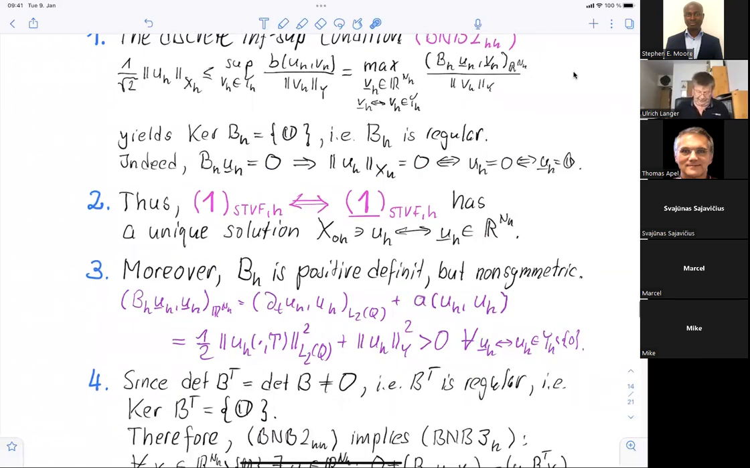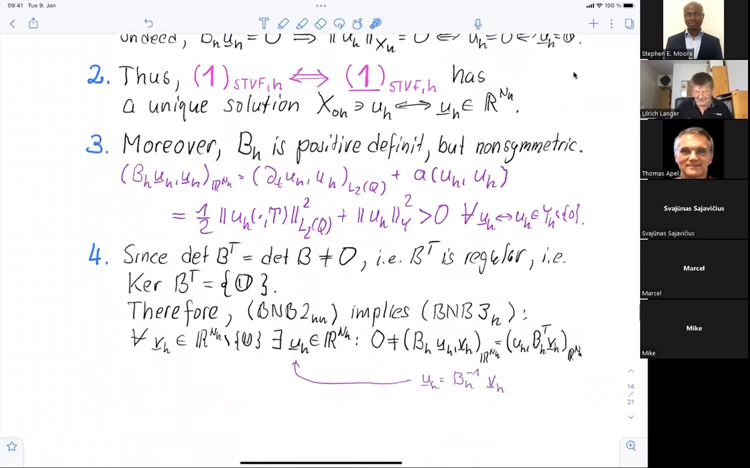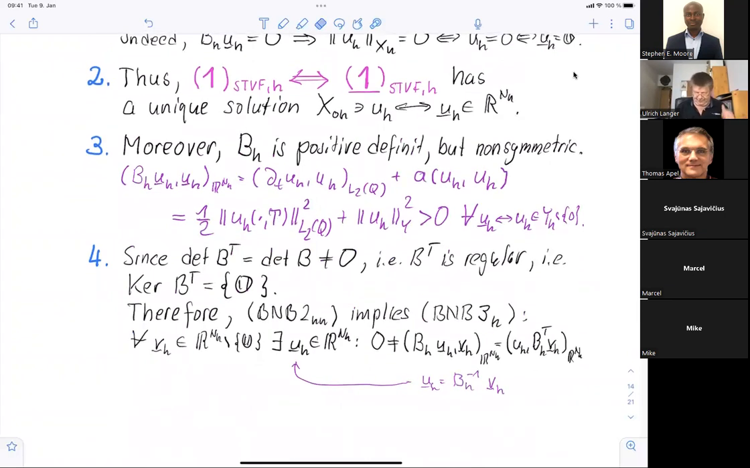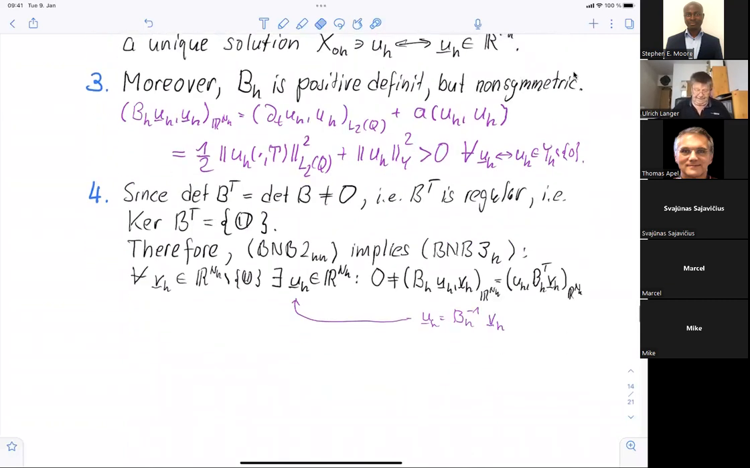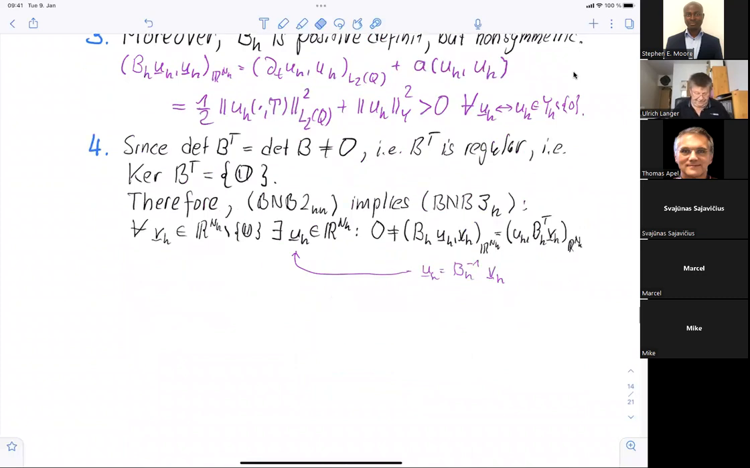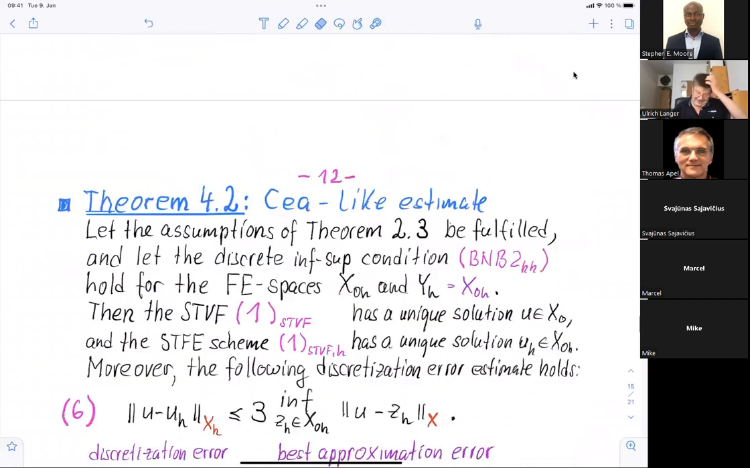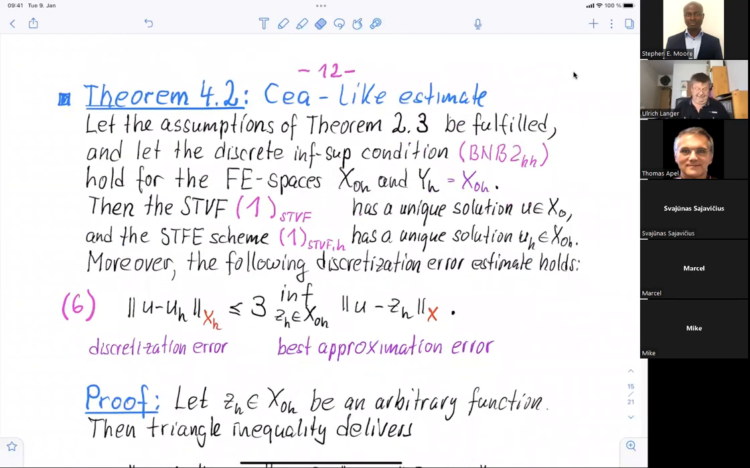And the third condition from BNB is not necessary, it's not important here, but this follows from the condition. Okay, now we have a Céa-like lemma. We have existence and uniqueness, and we have an estimate of the discretization error by the best approximation error.